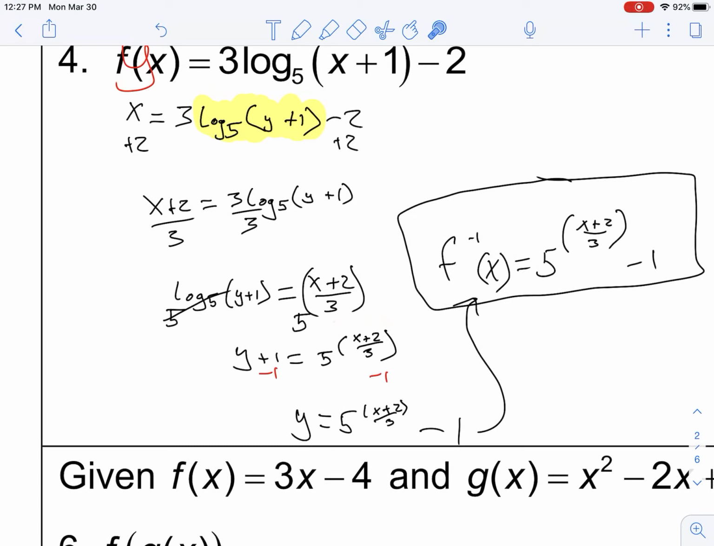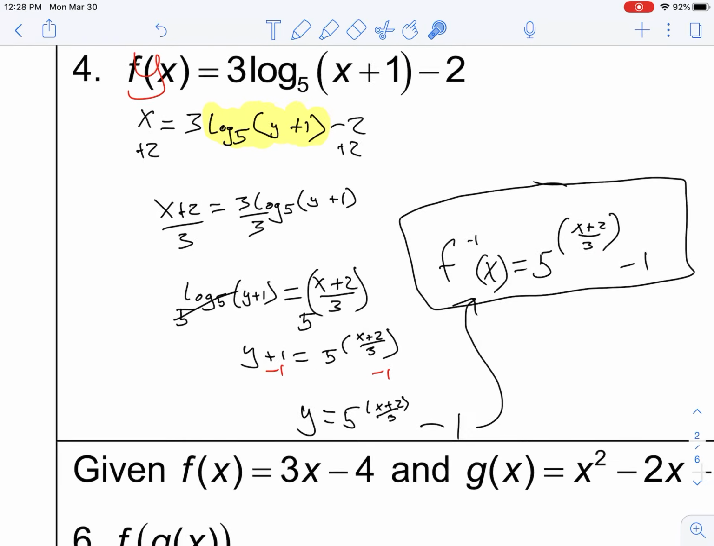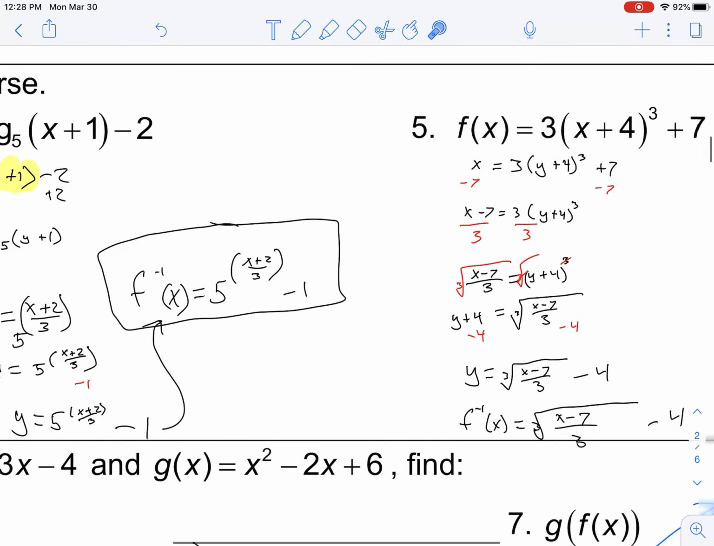Once I've done that, then in order to get y by itself, I'm subtracting 1 from both sides so that we get y equals 5 to the x plus 2 over 3 power minus 1. And then we write it as an inverse. The inverse of x equals 5 to the x plus 2 over 3 power minus 1. So that's finding the inverse on 4.